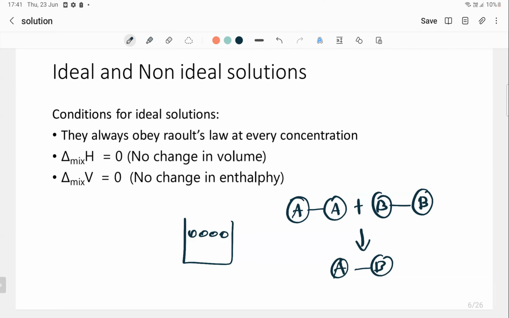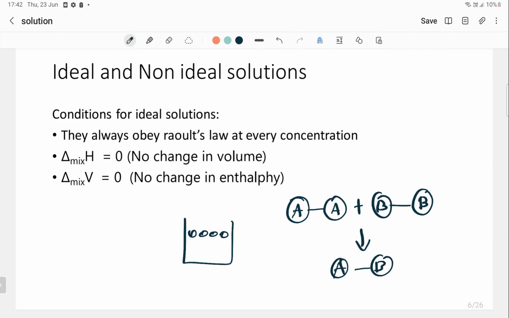Now, in an ideal solution, how many solute particles are you taking, and how many solvent particles? An equal amount of your solute will be combined with the solvent and it forms a perfect ideal solution. Okay, clear with this one? See, in an ideal solution, how much interaction is there between the solute and the solvent particles? Everything will combine with the intermolecular force of the solvent.